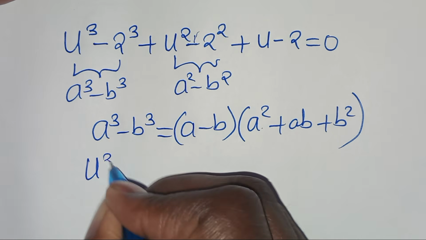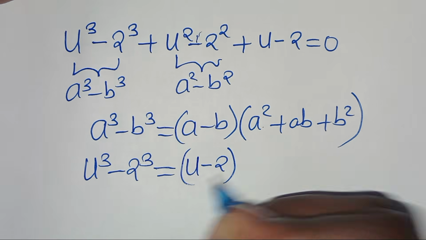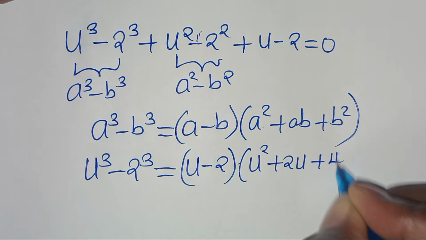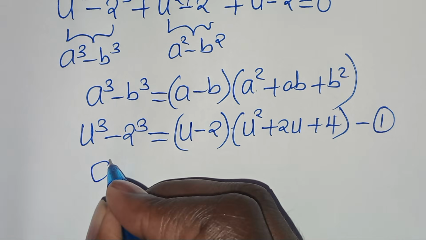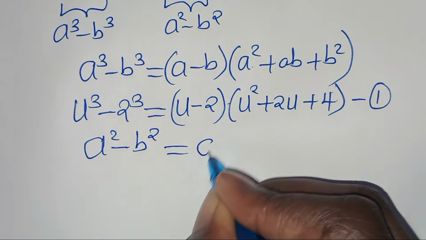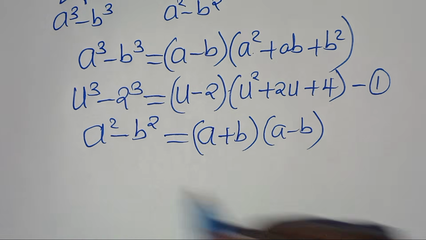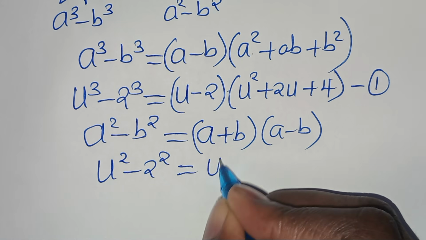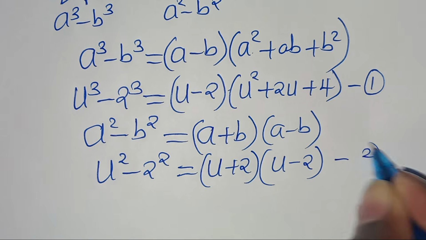then u to the power of 3 minus 2 to the power of 3 is equal to u minus 2, times u to the power of 2 plus 2u, then plus 2 squared, which is 4. Now let's call this part 1. Then we have a squared minus b squared. This is the difference of two perfect squares expressed as a plus b multiplied by a minus b. So this is u to the power of 2 minus 2 to the power of 2, and this is equal to u plus 2 multiplied by u minus 2. Let's call this the second part.